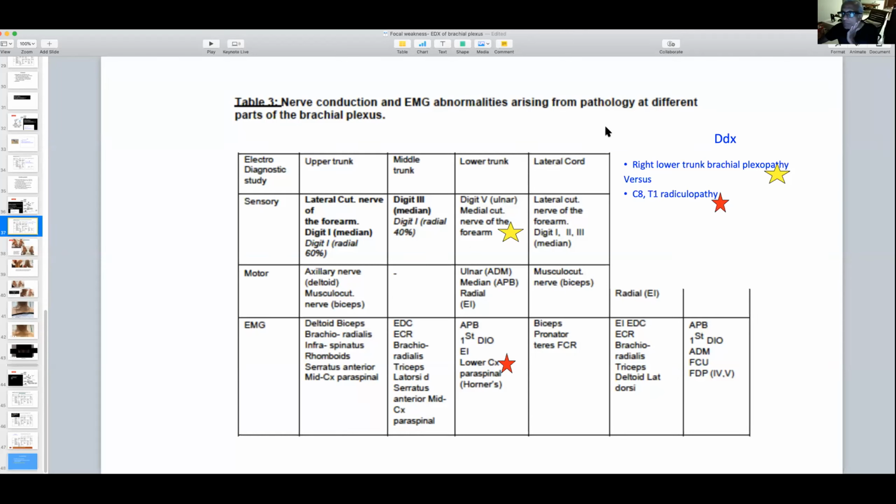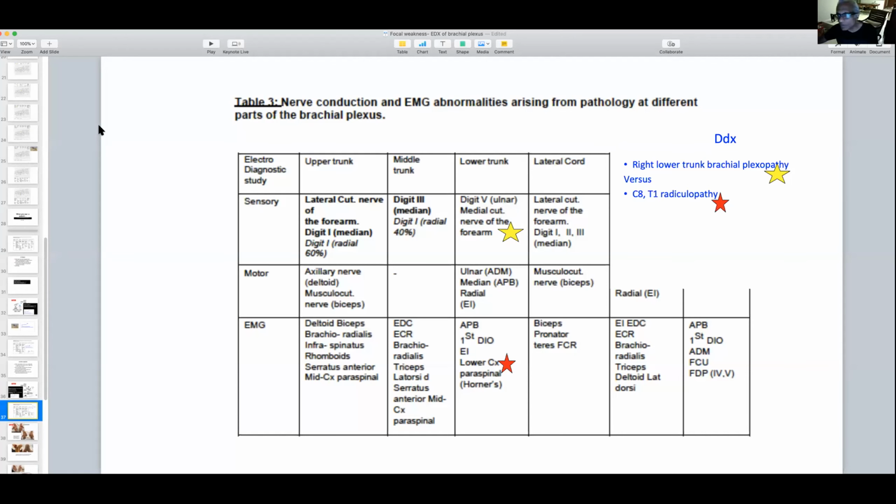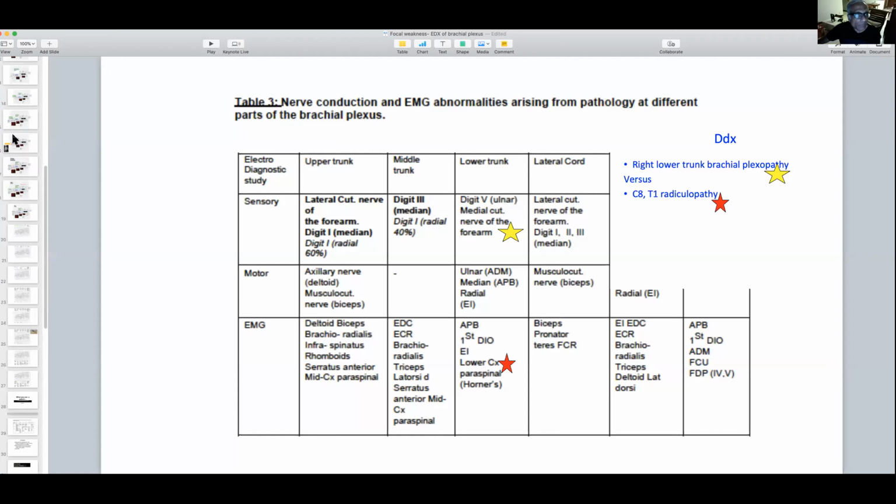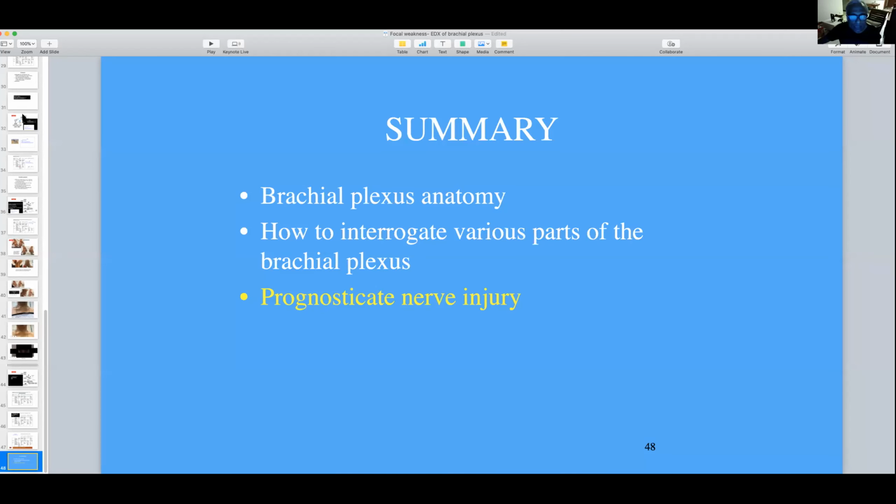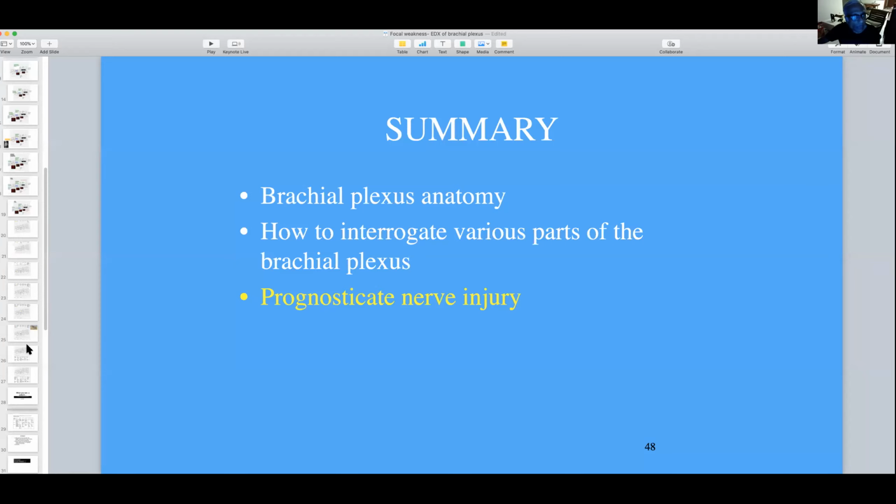So this is about 30, 35 minutes, just nice for now. So I'm going to pause for questions. The last part, which is basically prognostication, is a little bit long, so I was hoping that we could do that at another session. So now I'm going to pause so that we have time for questions.